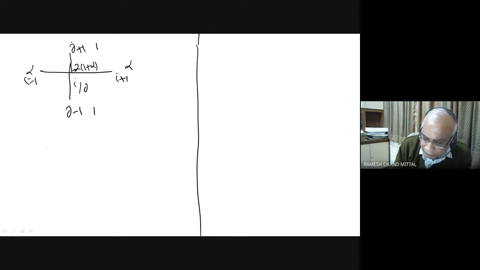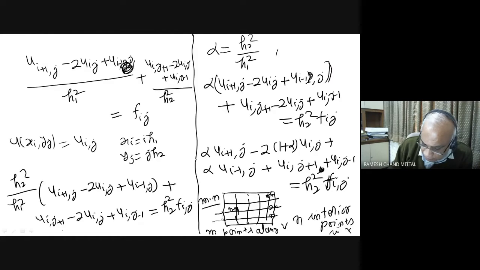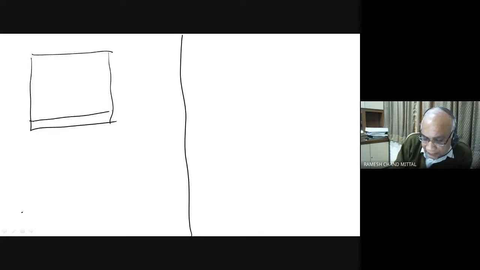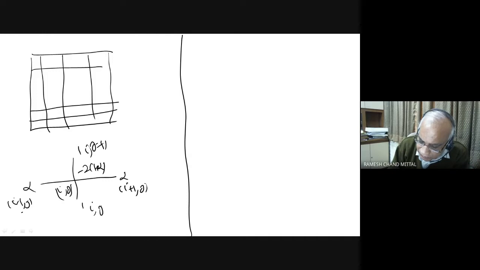So if I write my equations for the first line, please understand, I will be having something like this. I have this rectangle, and I have my weight 1 here, 1 here, alpha here, minus 2 into 1 plus alpha here. This is the ij point, this is the i plus 1 j point, this is the i minus 1 j point, this is the i j plus 1 point, and this is my i j minus 1 point.